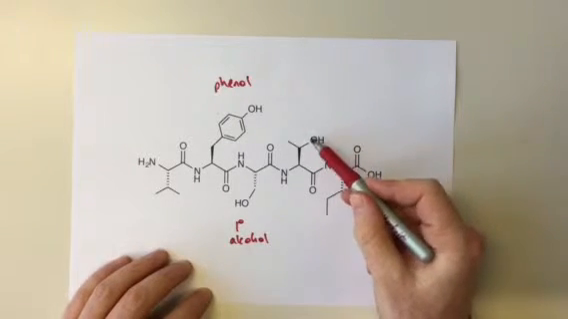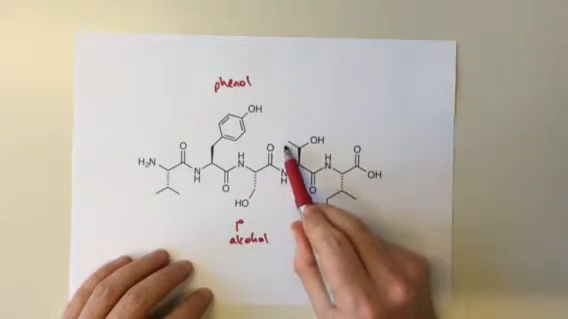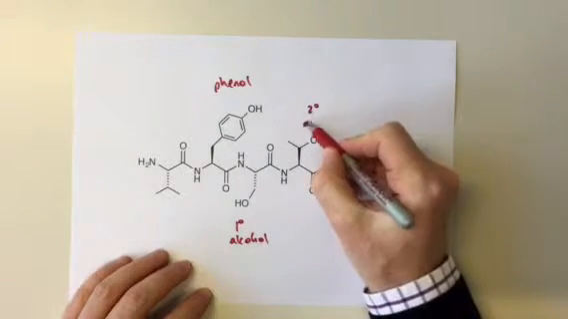Let's look at this guy now. Here's an OH group. It's connected to a carbon, that's the alcohol carbon there, and the alcohol carbon itself is connected to two other carbon atoms. So this is a secondary alcohol.